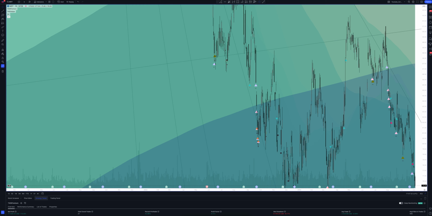Today we will take a look at Adobe stock. Let's analyze the market situation and find out how you can make money on it. Let's start.